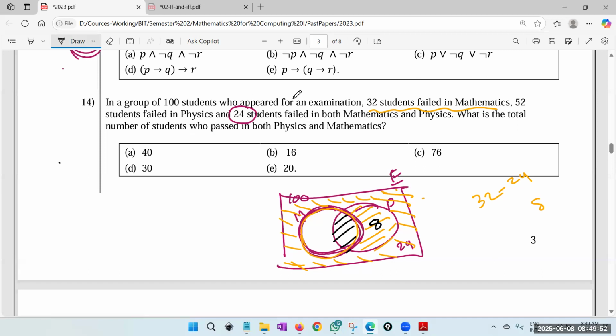In a group of 100 students who appeared for an examination, 32 students failed in mathematics. 52 students failed in physics.